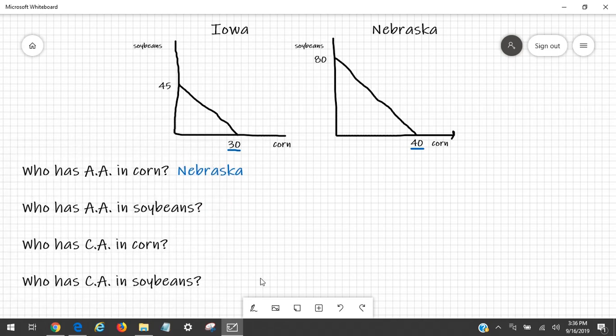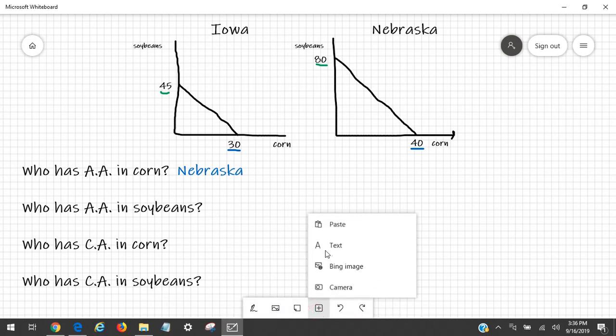Now we can do the same thing for soybeans. I see that if Iowa concentrates all their efforts on making soybeans, they're going to end up with 45 bushels of soybeans. And if Nebraska concentrates all their efforts on soybeans, they're going to end up with 80 bushels of soybeans. So we see that Nebraska can make more soybeans in one growing season than Iowa can. 80 is greater than 45. So the answer for who has the absolute advantage in soybeans would also be Nebraska.